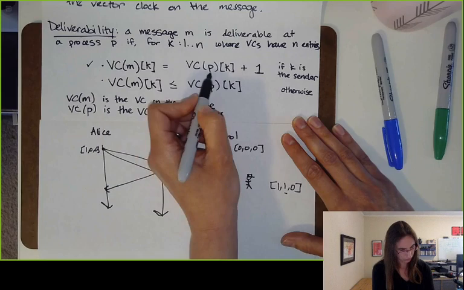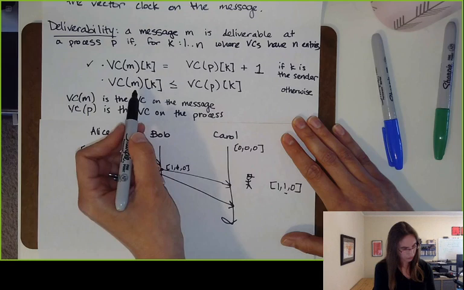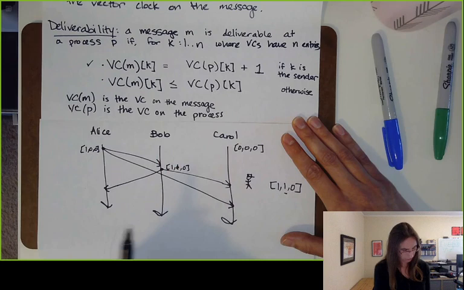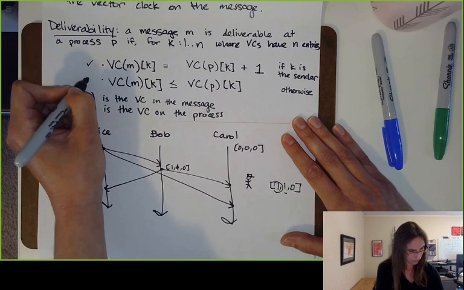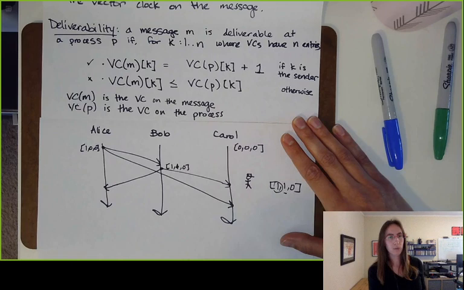But then the other condition. You see this? This says, in every other position, the vector clock on the message has to be less than or equal to whatever my vector clock is on my process. And that is where we have a problem, because this one right here violates that. So Carol's mail clerk will say, no, I will not deliver this message right now. Instead, it's going to be stuck into a queue for delivery later. And we sometimes call that the delay queue. So this one goes into the delay queue.